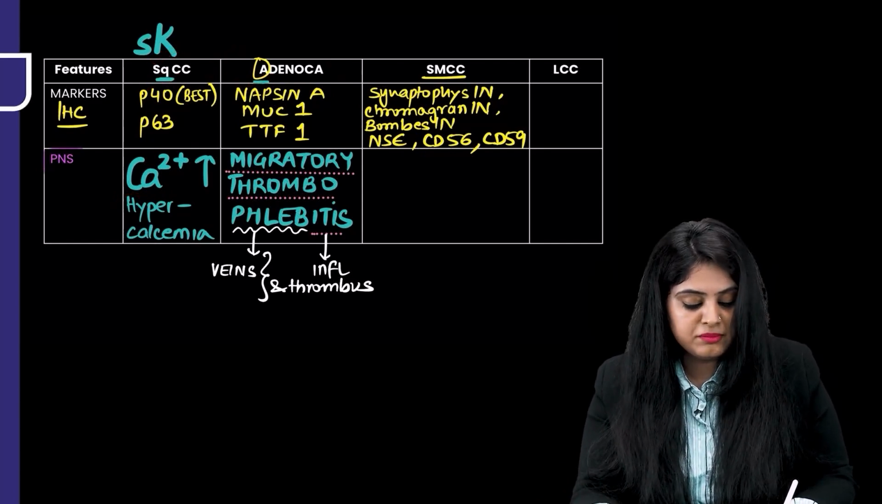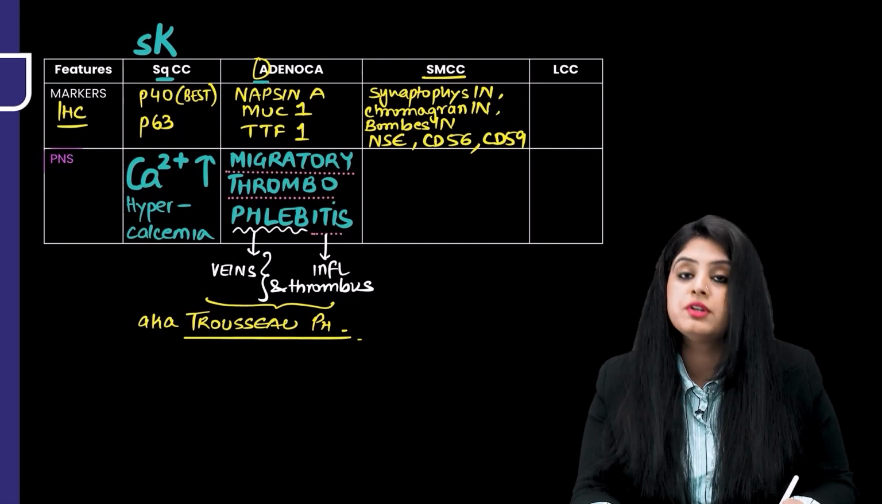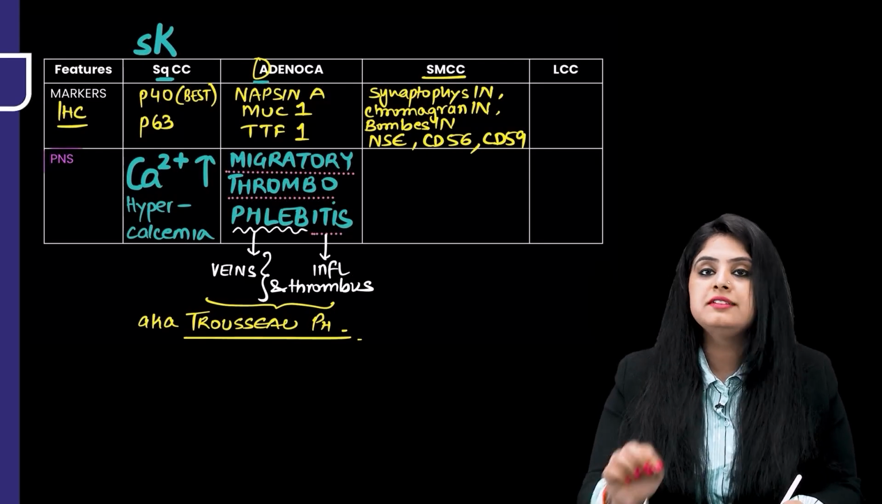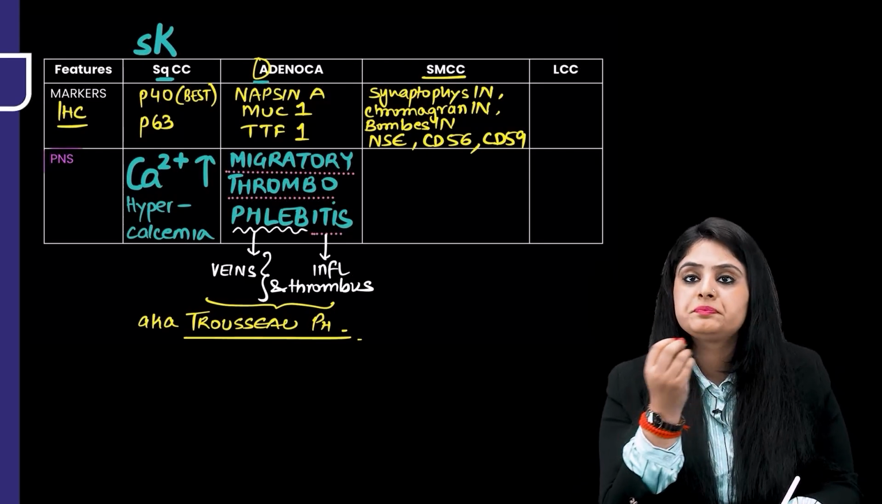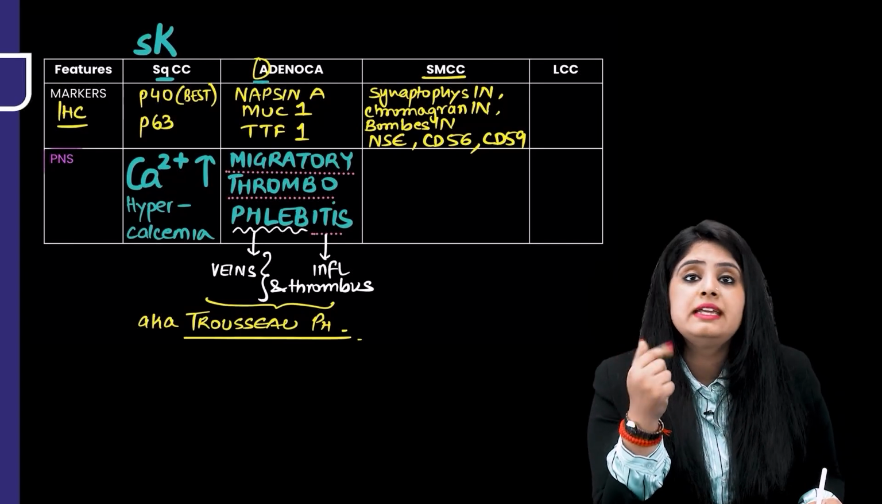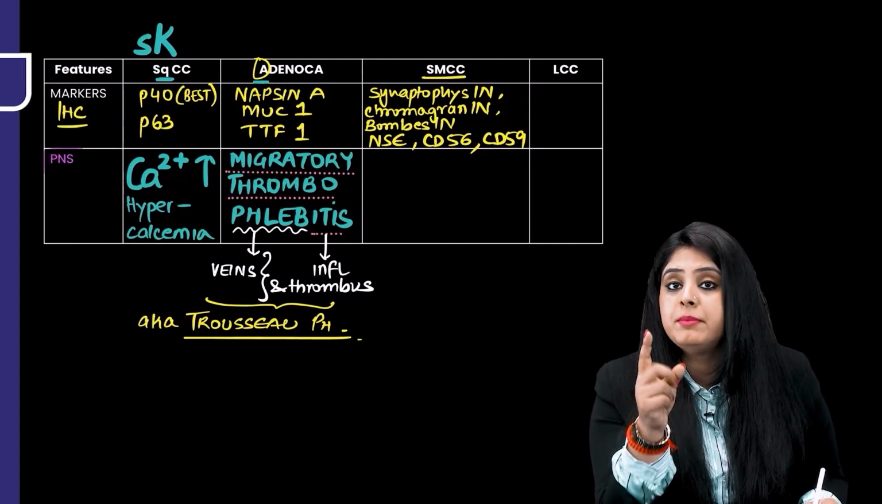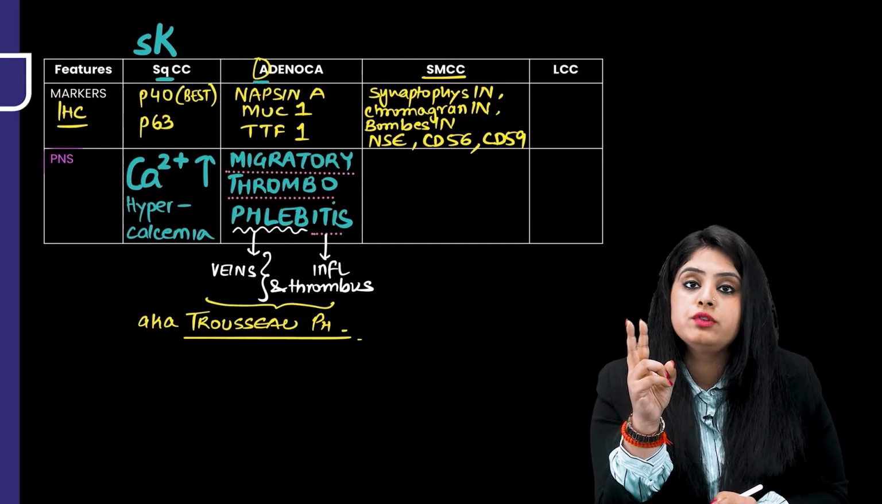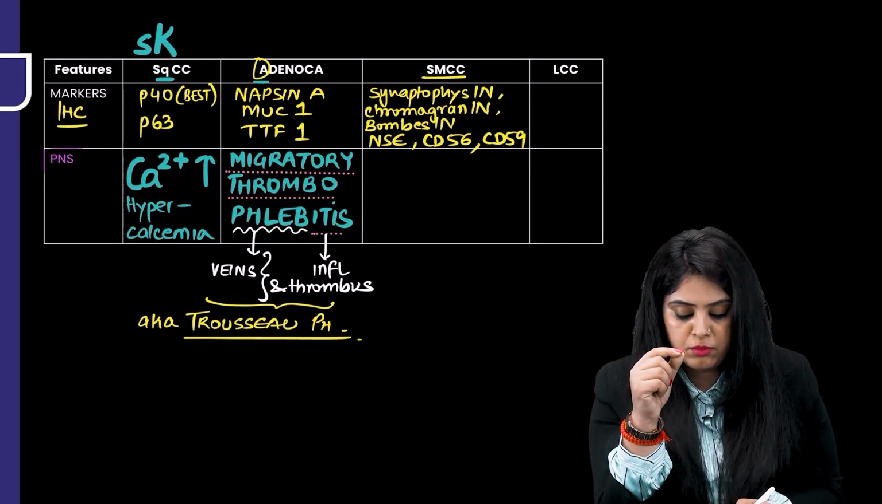And please remember, this migratory thrombophlebitis in surgery is very famously known as the Trousseau phenomenon. Very important question, right? And which other cancer? Let me ask you a little bit of surgery here. Which other cancer can show you the Trousseau phenomenon? It is going to be pancreatic cancer, even pancreatic. So remember, two cancers show you the Trousseau phenomenon, which show you migratory thrombophlebitis.